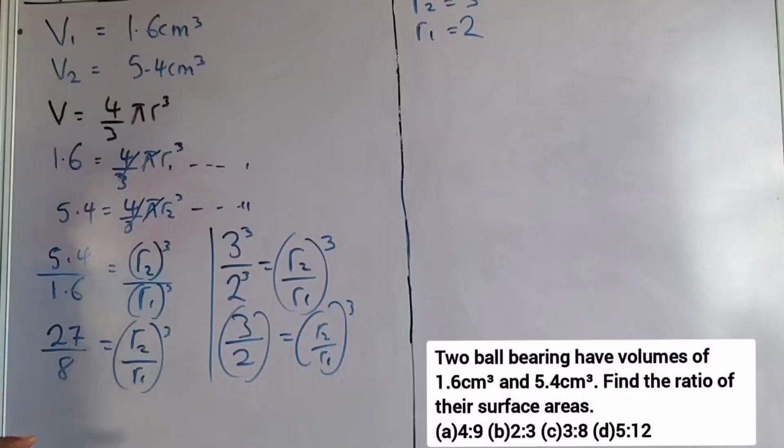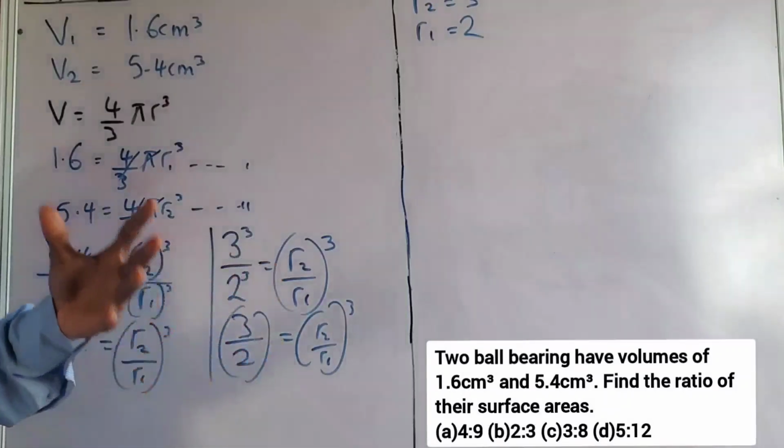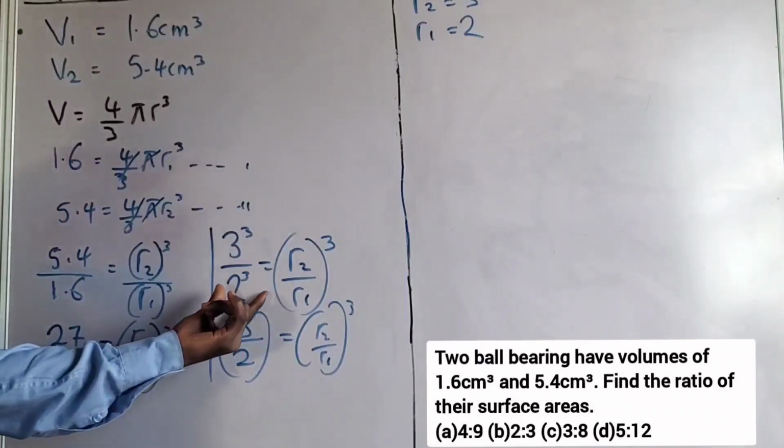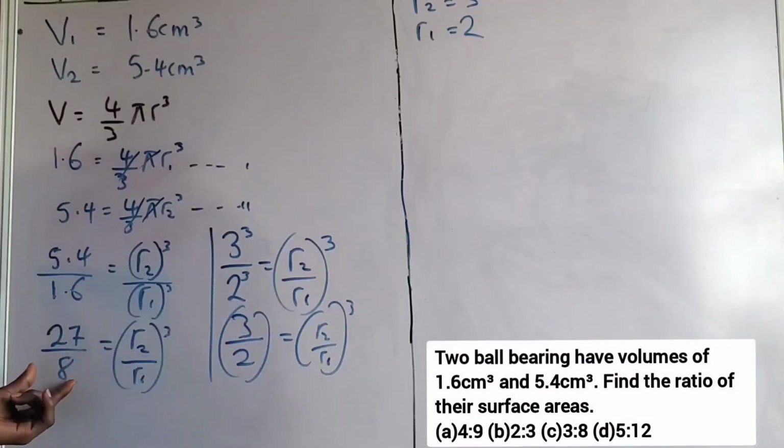Okay? So having done that, I can rewrite r2 to the power of 3 over r1 to the power of 3 as r2 over r1, all to the power of 3. And 27 can be written as 3 raised to the power of 3, because 3 to the power of 3 is 3 times 3 times 3. That is 27. Likewise, 2 raised to the power of 3 is equal to 8. Is that not it? So if you compare both sides, you will discover that the radius of the first volume is 3, while the radius of the second volume is 2.